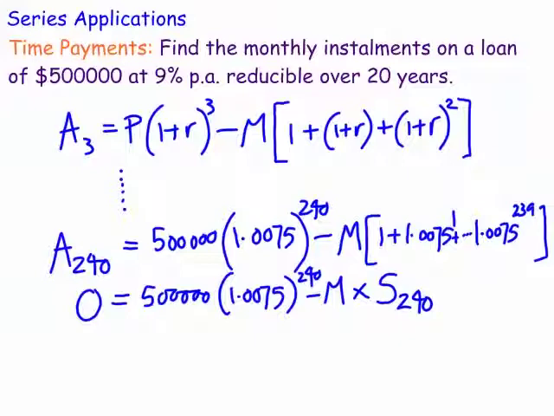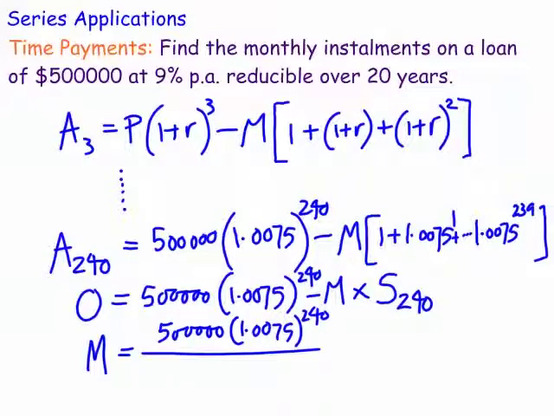So we need to rearrange this, and you can just see if we put this term over the other side, we have m, the monthly instalment, will in fact be 500,000 times 1.0075 to the power 240, all divided by the sum of 240 terms. And that's what we need to evaluate.